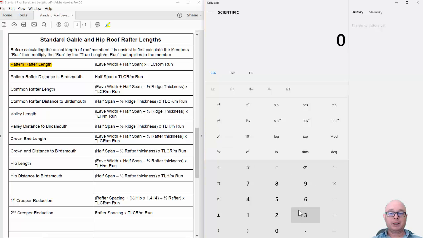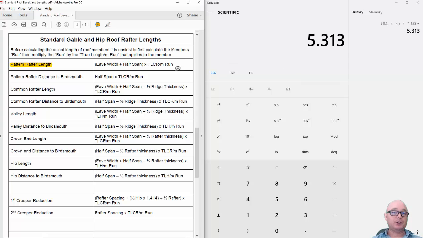So inputting that into the calculator, I'll start with my brackets. I'll enter the eave width in metres, so 0.6, plus the half span, which was 4 metres, close bracket. Then I'll multiply it by the TLCR per metre run, which for our scenario was 1.155, and equals. So the pattern rafter length for this scenario was 5 metres 313. So I'll just put a sticky note there for that, so we might be able to refer back to it later. So it's 5 metres 313.